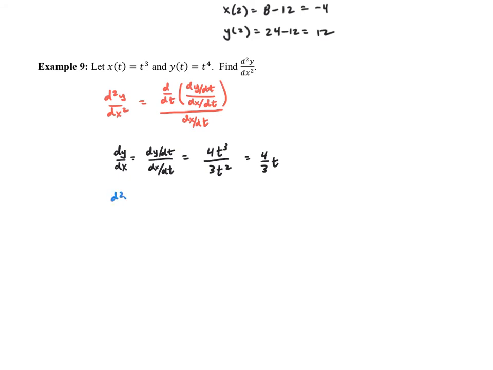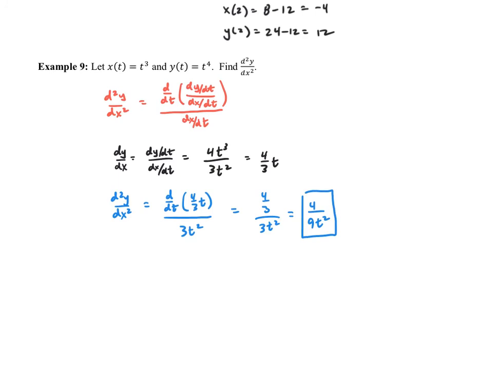So the second derivative with respect to x would be equal to the derivative with respect to t of 4/3 t, the derivative we just found, divided by dx/dt, which was 3t squared. And so here we get 4/3 divided by 3t squared, which is 4 divided by 9t squared. So that is our answer.